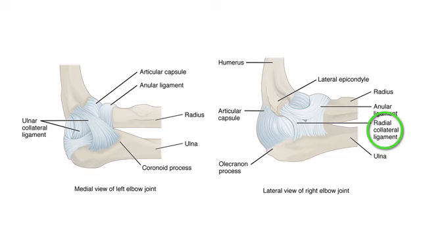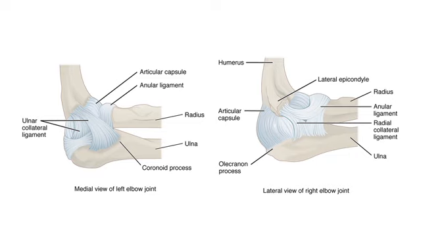The radial collateral ligament attaches to the lateral epicondyle of the humerus. However, it doesn't attach to the radius. This is because the head of the radius has to spin around on the capitulum of the humerus during pronation and supination. If the radial collateral ligament attached to the radius, it would interfere with this rotational movement.